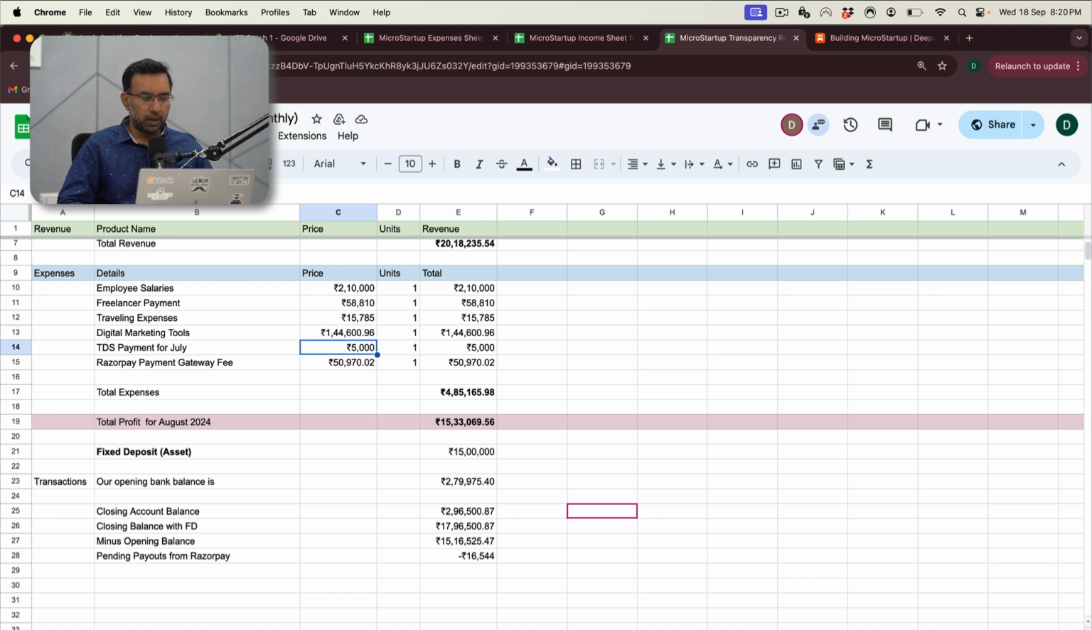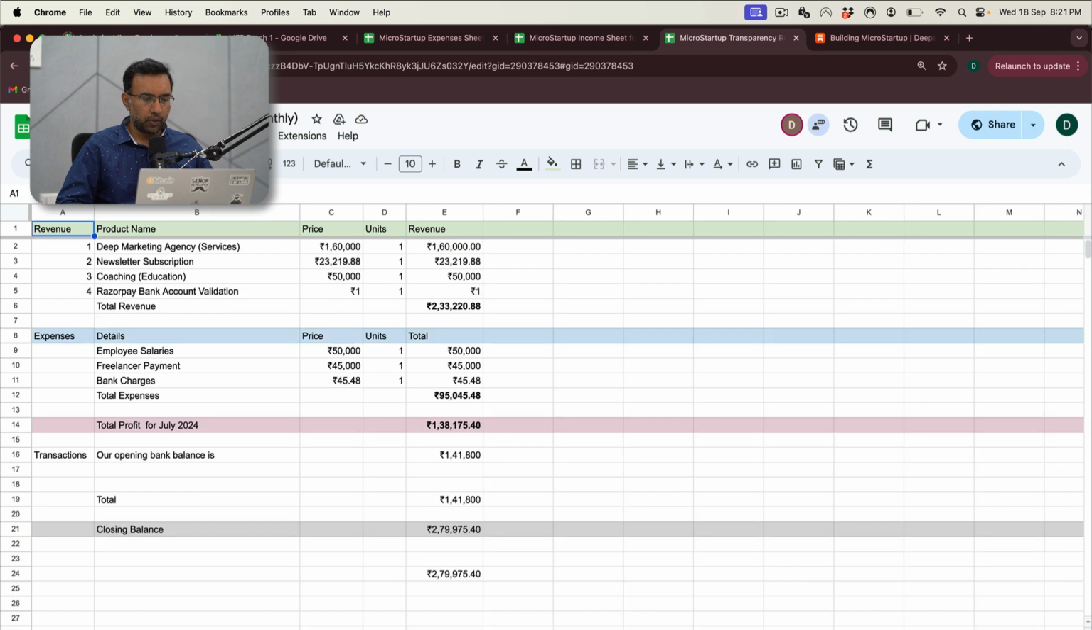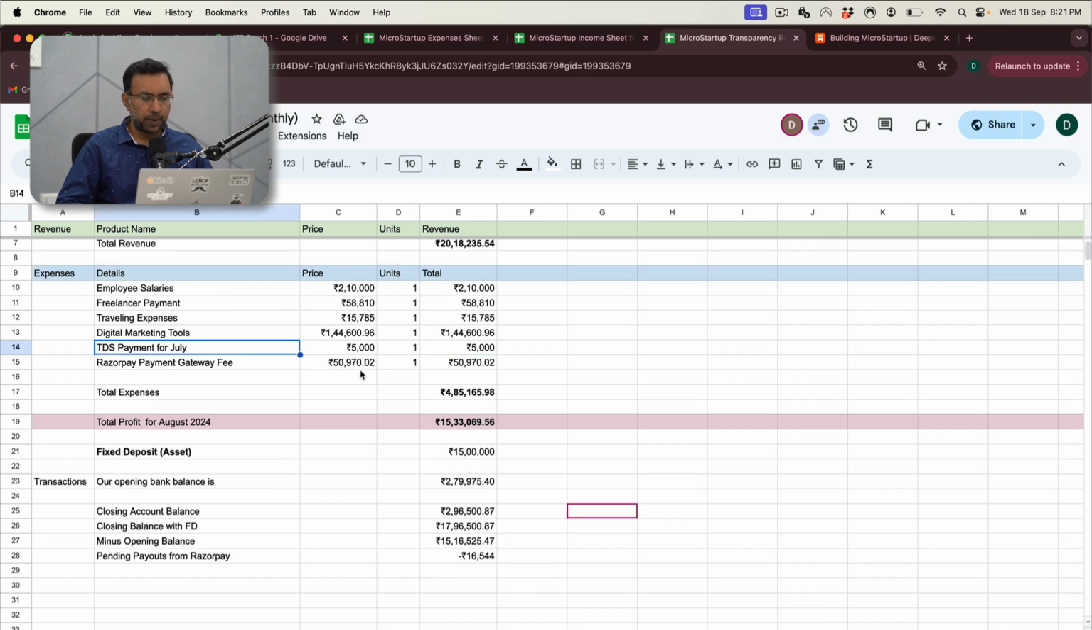We had a payment back in July, and it was a 50,000 rupee payment. It was for a freelancer, but we had a TDS of 5,000 rupees. So that TDS we end up paying in the next month. So TDS cost, I'm just putting it as this month's expense. Technically, it's not even an expense, but it's just a simpler way to account for things, right?